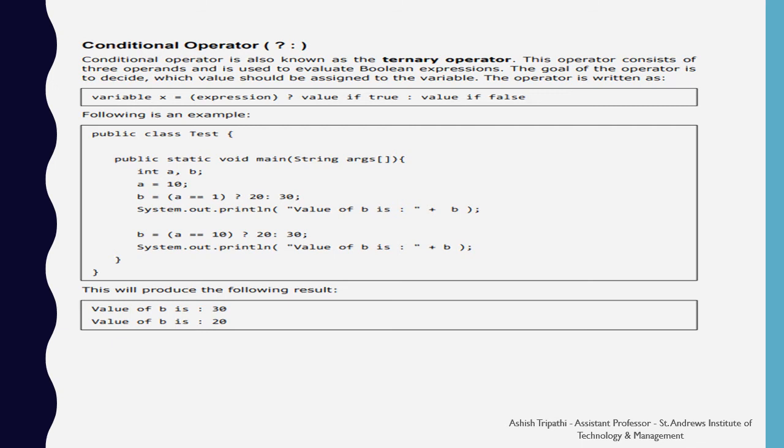As you can see, the conditional operator is used to assign the value to a variable based on some expression. If the expression value is true, then the value before the colon is assigned to the variable, and if the condition is false, then the value after the colon is assigned to the variable.